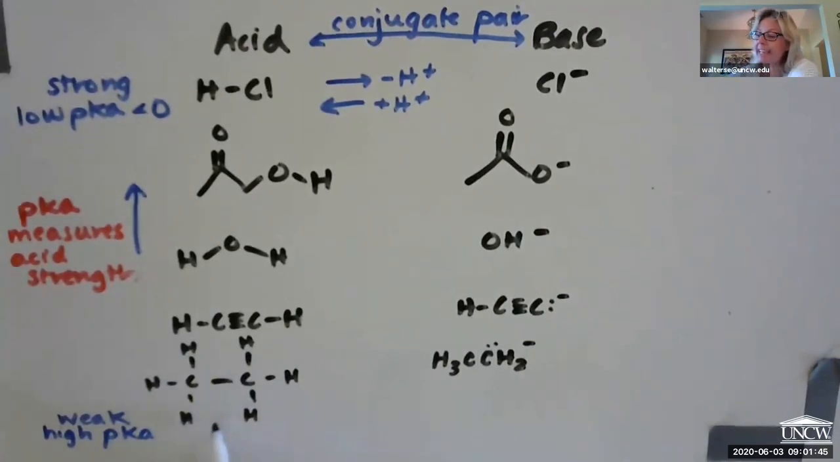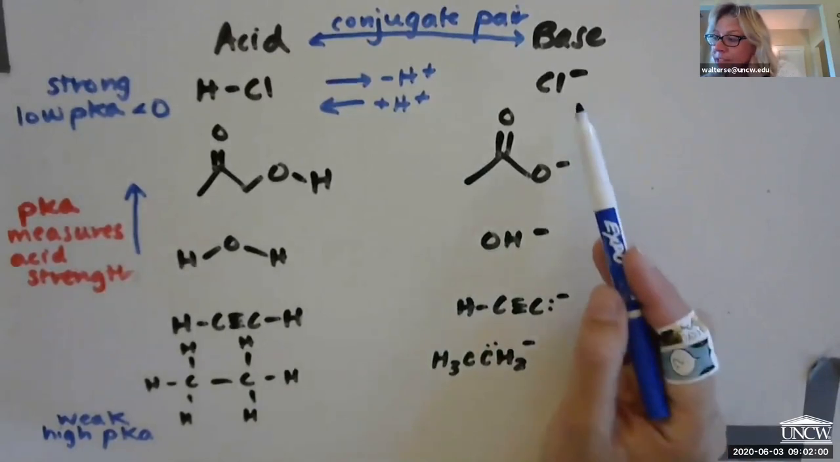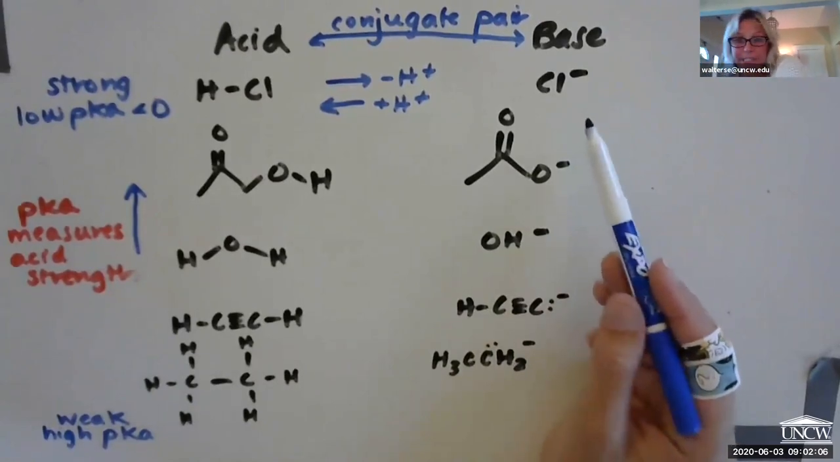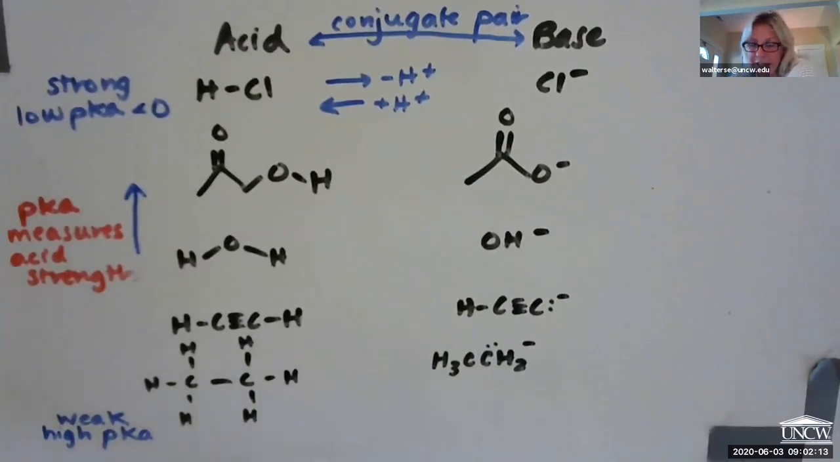Now, for every acid that has a conjugate base, the bases will have a pKb, and the order will be reversed. So this would have a very low pKb, and this would have a very high pKb. It's still measuring strength and reactivity, just base strength. But for the most part, these things are reported and analyzed using a pKa value.